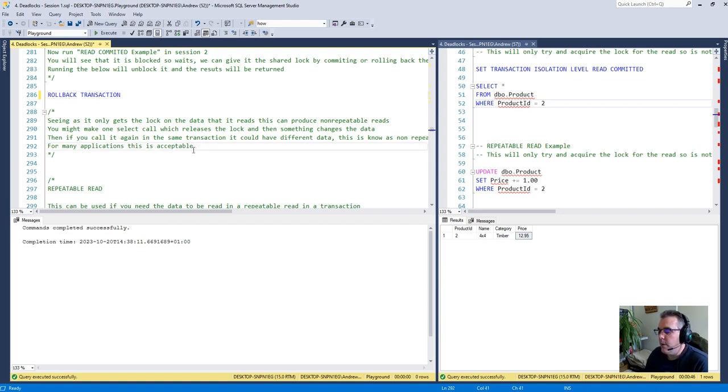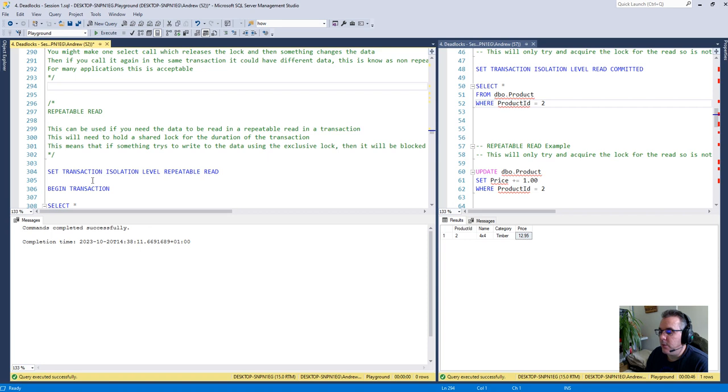So you may select something at the top of a stored procedure, then you'd have some more code, some more SQL, something may jump in within that period, and then you query it again for some reason at the bottom. That can be known as a non-repeatable read. You initially query it, get one value, something snuck in there, changed it, and now you've got a different value.